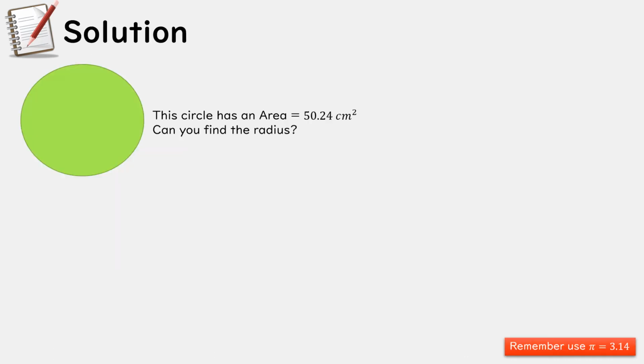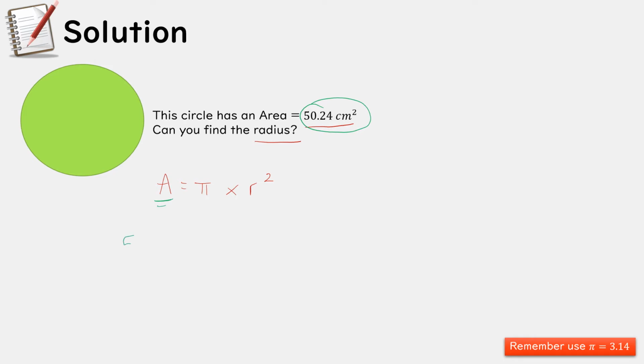Okay, so this one's slightly harder. Okay, so this time we're going to still do the same steps. So we've got area equals pi r squared, pi times radius squared. But this time we're given the area and we need to go backwards and find the radius. So let's put in the values that we already know. I know that area is 50.24, so I'm going to put that here in that formula.